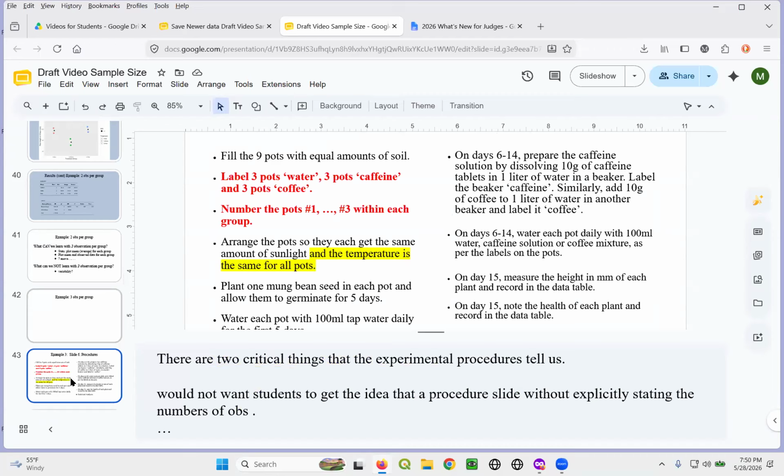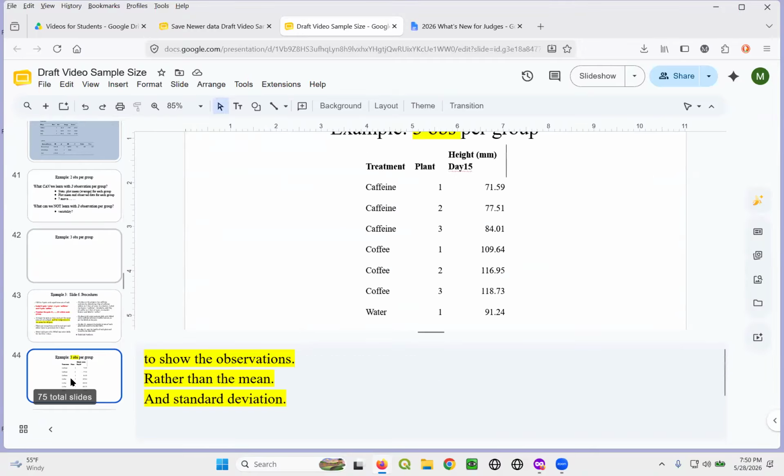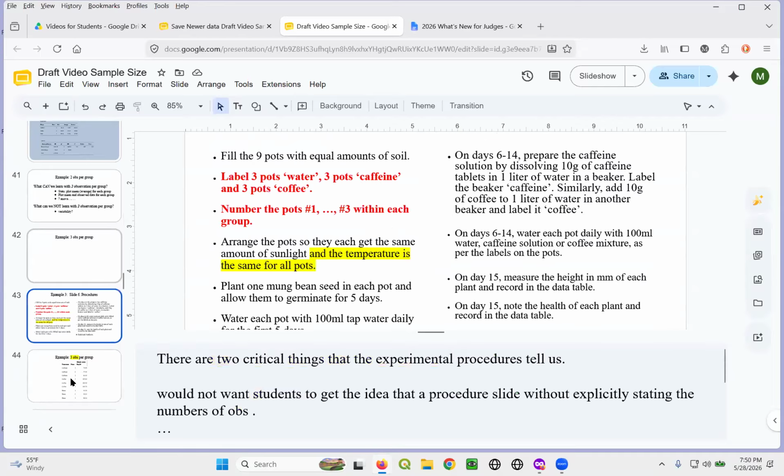We're probably going to flash the procedure slide. I don't think we need to talk about the procedure and talk about the graph every time. I think it's okay to say, well, now let's look at an example for a project that did 3 in each group, and just highlight that it's 3 in each group and make a note of that and move on.